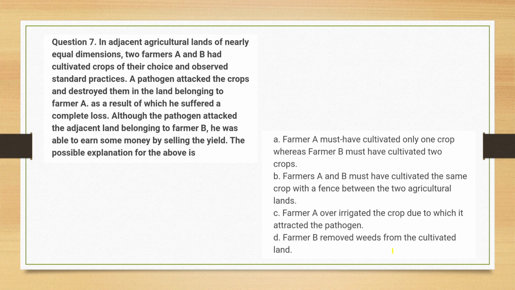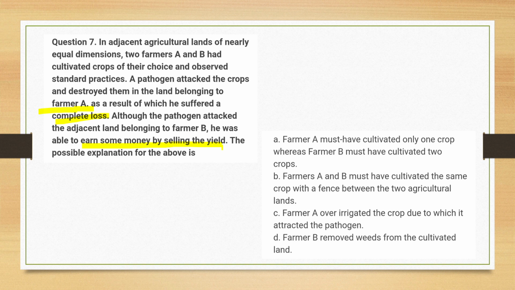He has suffered a complete loss. Farmer A has a complete loss, whereas the pathogen also attacked the farm of farmer B, but he is able to earn some money by selling his yield. That means he has not suffered a complete loss like farmer A. So what will be the possible explanation?